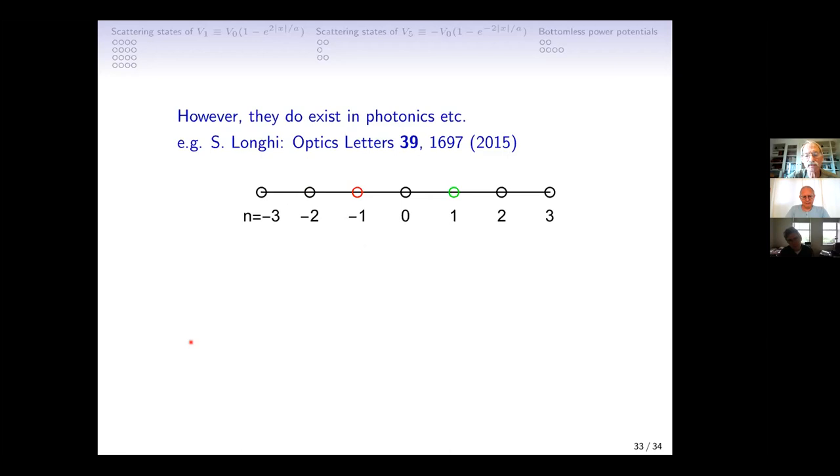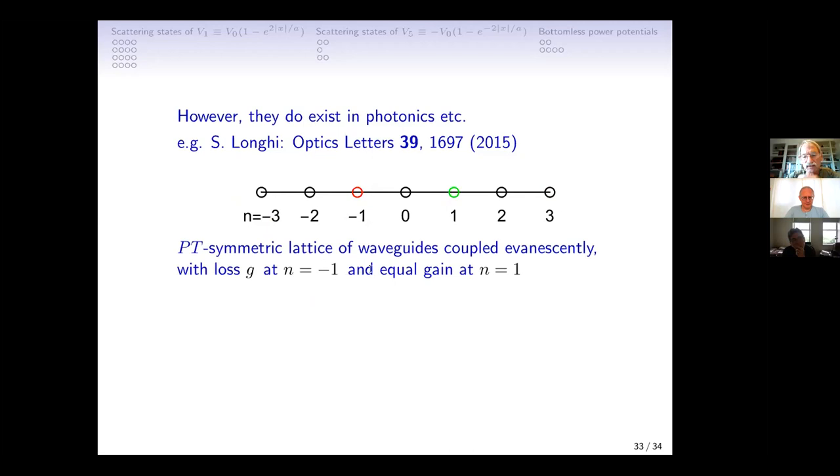If you consider this as a sort of cross section of a whole lot of waveguides, think of the waveguides going off into the screen, a whole series of waveguides going into the paper, which are all coupled together. But there are two special waveguides which are different, which have some special additional couplings which the others don't have. This is a PT symmetric lattice of waveguides, and they're all coupled evanescently. Waveguides have an electric field which falls off exponentially.